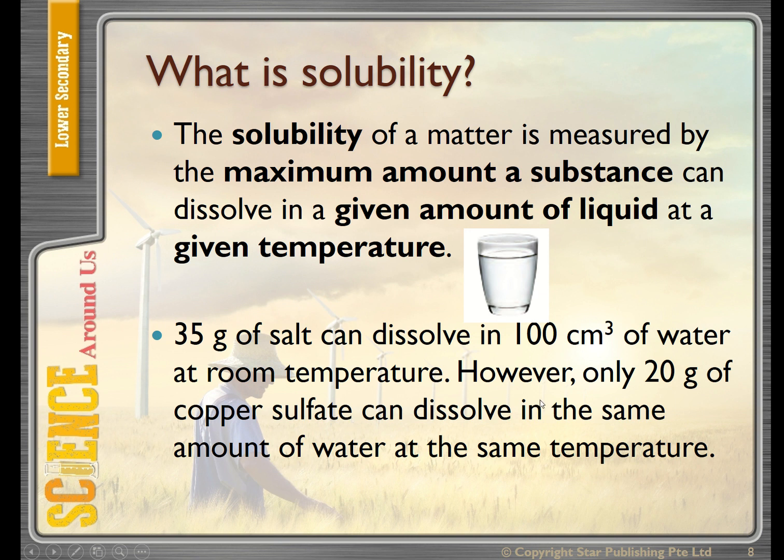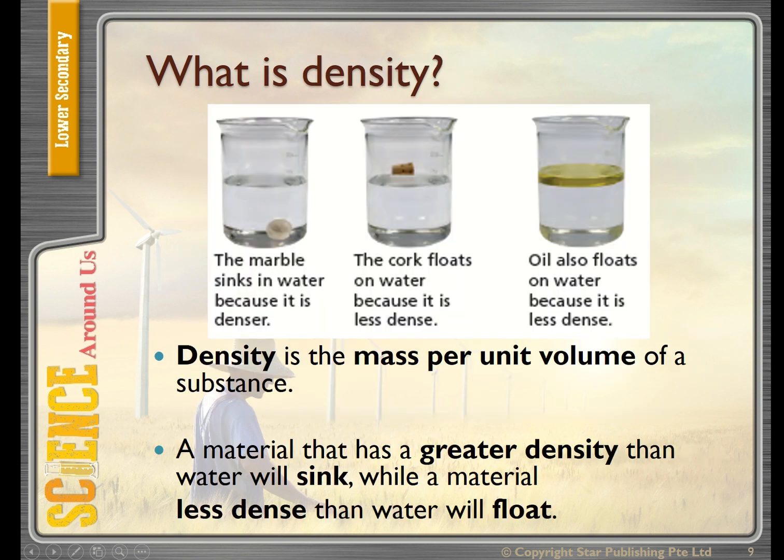All right. Now, next one, density. Now, the next physical property that we are looking at is your density. Density, right, basically is the mass per unit volume of a substance. All right, this is the scientific definition.